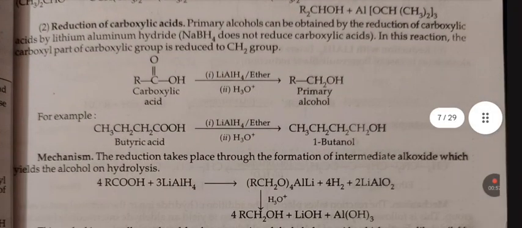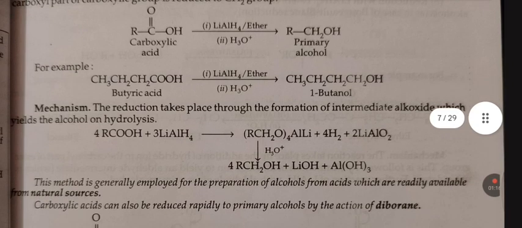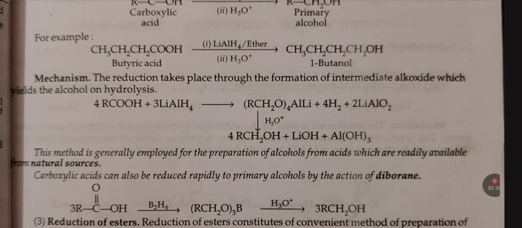Second, reduction of carboxylic acid. Primary alcohols can be obtained by the reduction of carboxylic acid by lithium aluminium hydride. In the reaction, the carbonyl part of the carboxylic group is reduced to a CH2 group. For example, butyric acid in the presence of LiAlH4 and ether, second H3O+, will give 1-butanol.